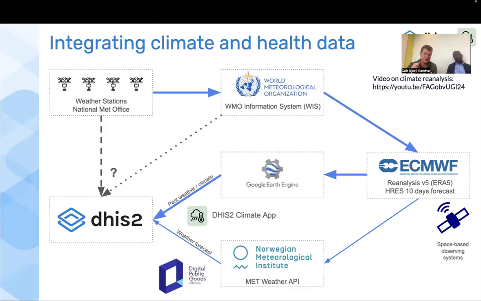And these two data sets we have included in an app in our system, which is called the DHIS2 Climate App, which can be used to harmonize this data with the health data in DHIS2. Could also just mention that both this Meteor API from the Norwegian Met Office and DHIS2 are considered digital public goods, so freely available sources.